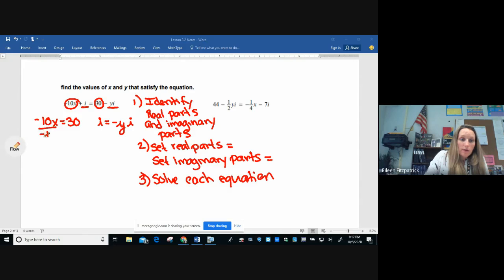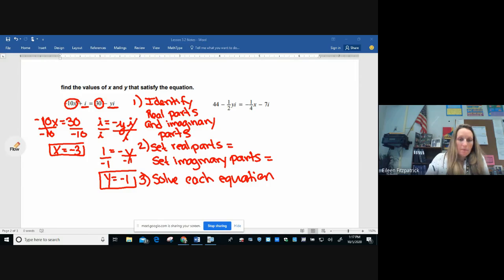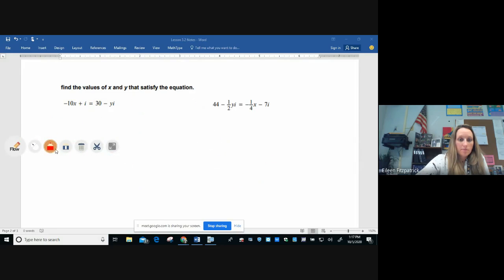So now I have equations where I can solve for the variables. I'm going to divide both sides by -10. So I have x is equal to -3. I have to solve for the other variable y. So I'm going to divide by i to start. i divided by i, just like 5 divided by 5, 2 divided by 2. When numerator and denominator match, it's just a 1 equals -y. And then divide both sides by a negative. Then you have y is equal to -1. Okay. Let me erase all that so that we can do the next problem.